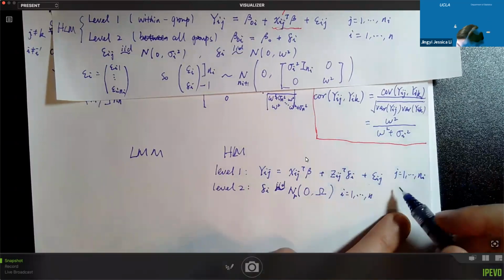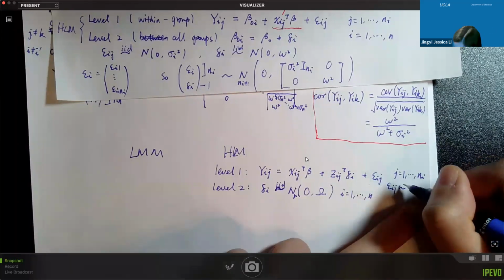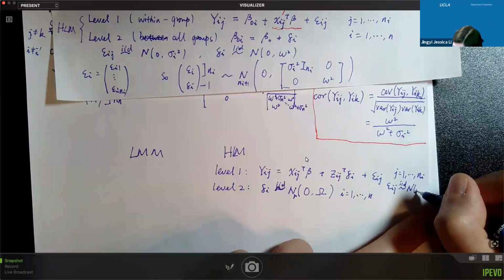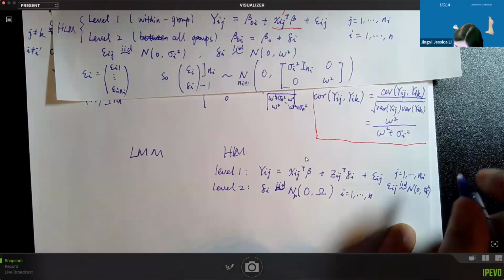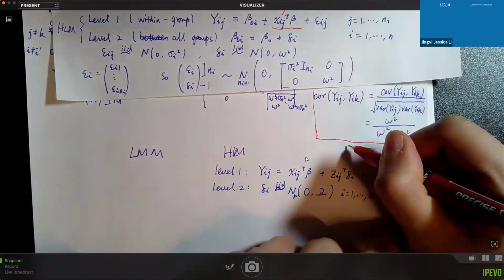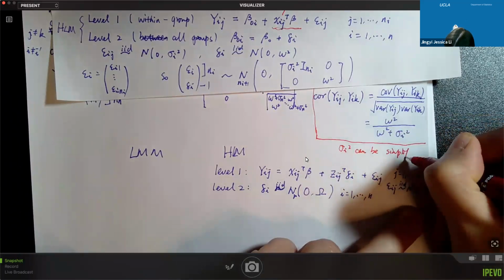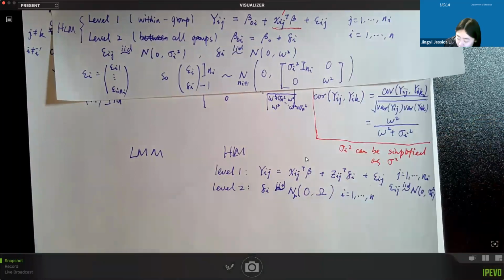And here in level 1, I need to say epsilon ij are IID from a normal with mean 0 and variance sigma I squared, just to be consistent. But you can simplify sigma I squared as sigma squared. I would say that's usually the case in application. People do that. Okay, that's the HLM.